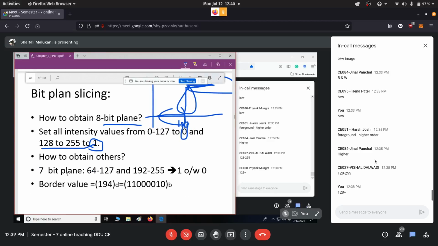Like here it is given 7th bit plane. Here it was the 8th bit plane if you are numbering from 1 to 8. Here it is assumed that numbering is from 1 to 8, or otherwise if you are numbering from 0 to 7, you can assume it as the 6th bit plane. That's okay. So in this range of intensity it is 1, otherwise 0, right?